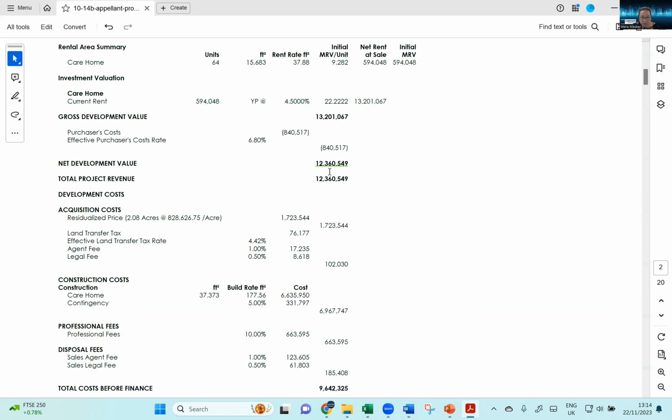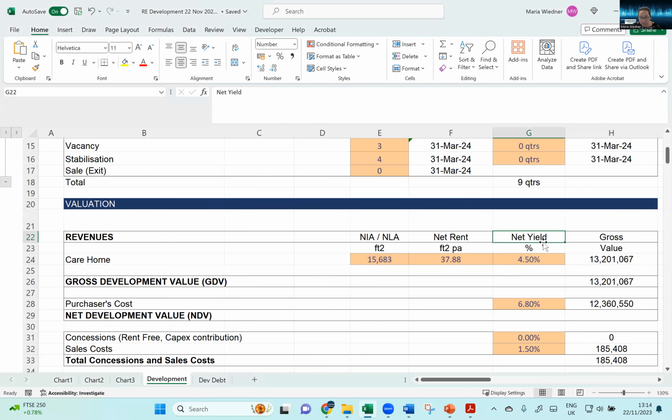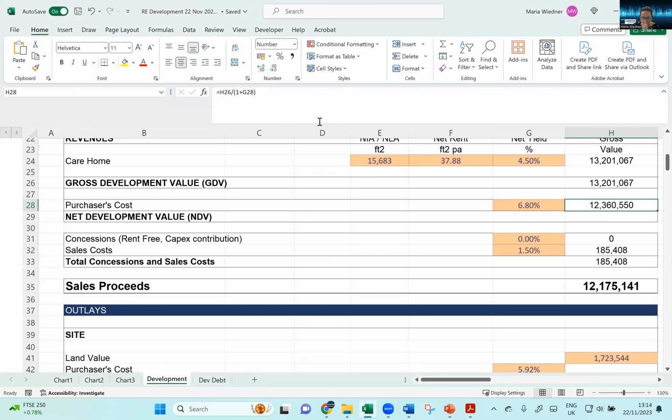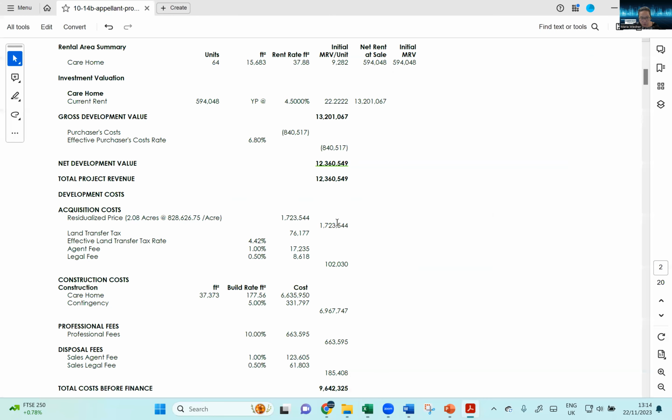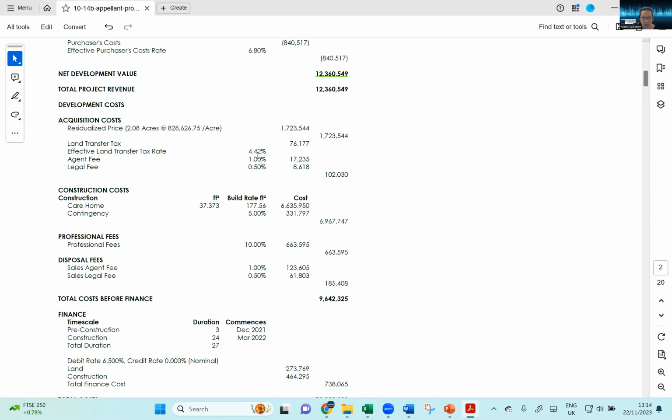Okay, and then in this case, use 13,360,000. And then if you go here to my Excel sheet, that's what I get. So it's going to be the 13 million GDV divided by 1 plus your purchase cost, which gives us 13,360,000, which should be what they have. Okay, so we're just trying to replicate. So there's nothing much of DCF here.